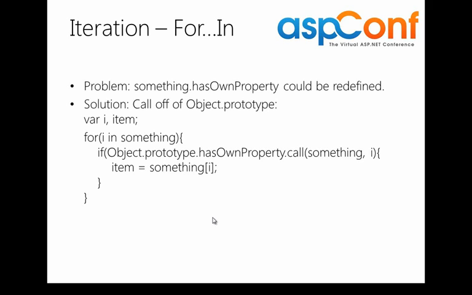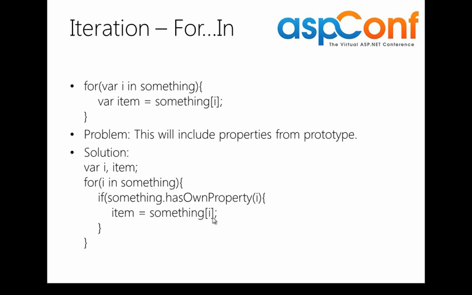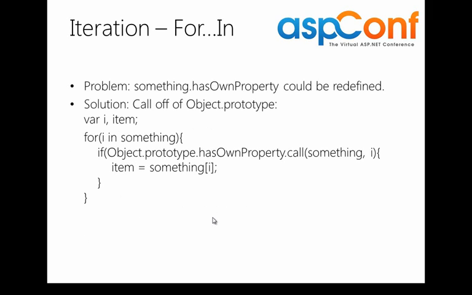The solution to that is, instead of doing something.hasOwnProperty(i), you do if Object.prototype.hasOwnProperty.call, and you pass in something, and then i, the index variable. And then that will pretty much guarantee you that you will only process properties that are added to the object itself and are not part of some sort of prototype.